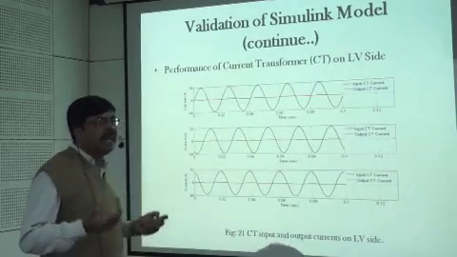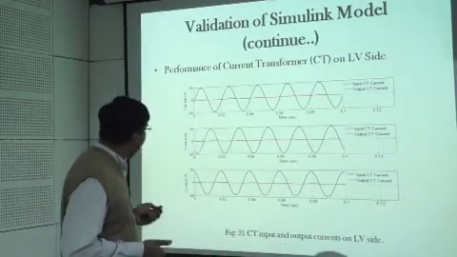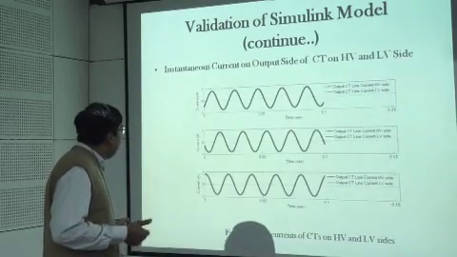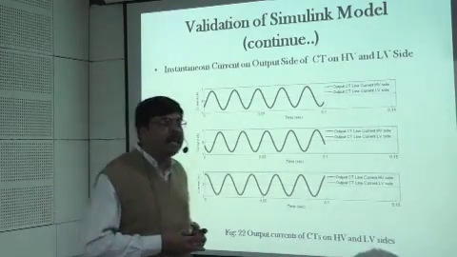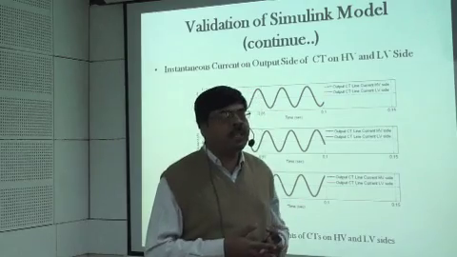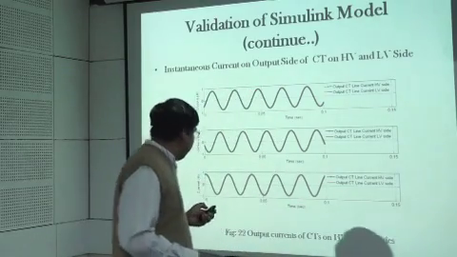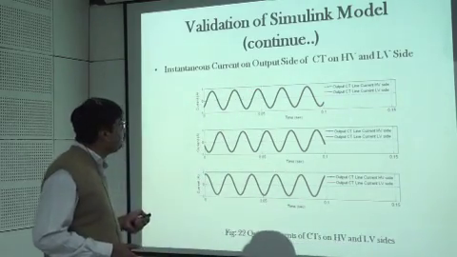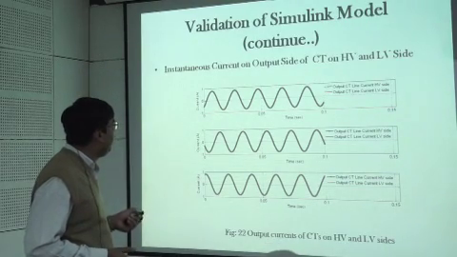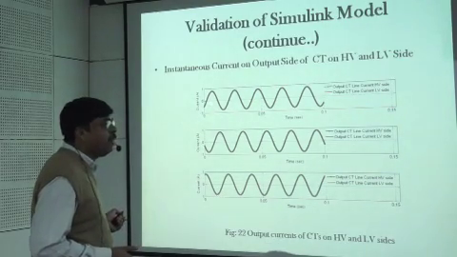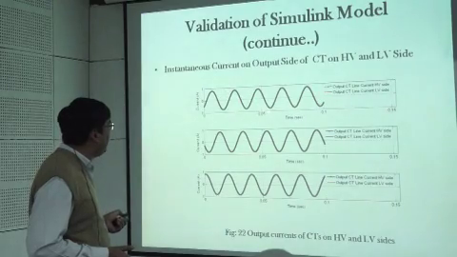On the LV side, it scales down by a factor of 100 for all three lines. Then, the instantaneous current on the output side of the CT on HV and LV. The red indicates the output CT for LV and black for HV. The two waveforms superimpose on each other.